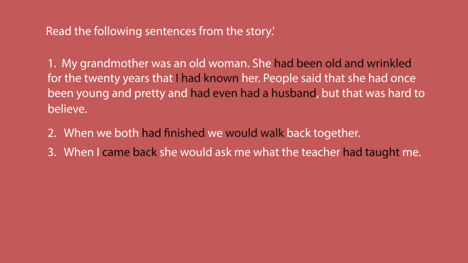Then the same way, next statement: when I came back, she would ask me what the teacher had taught me. When I came back, she would ask me, there are three actions. I came back, and she was asking me about what the teacher had taught. Which was the first action? When I came back, she would ask me what the teacher had taught. So, he comes back after having been taught. So, the teaching was the first action. Yes. For the earlier action in the past, we use past perfect.